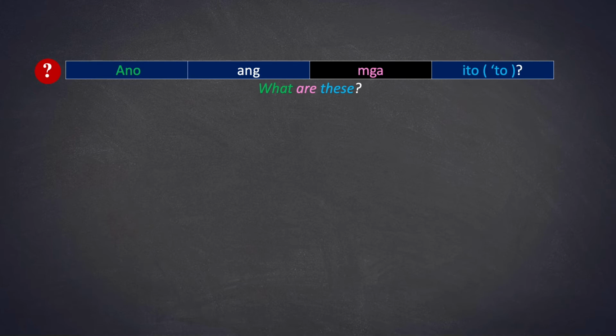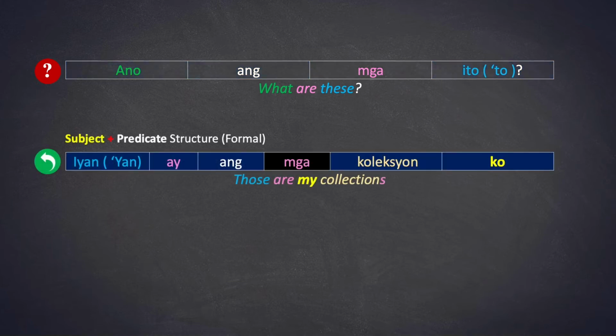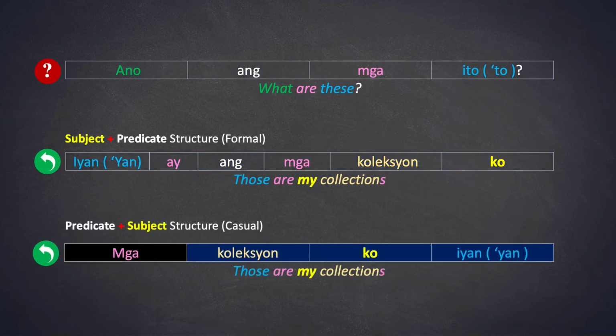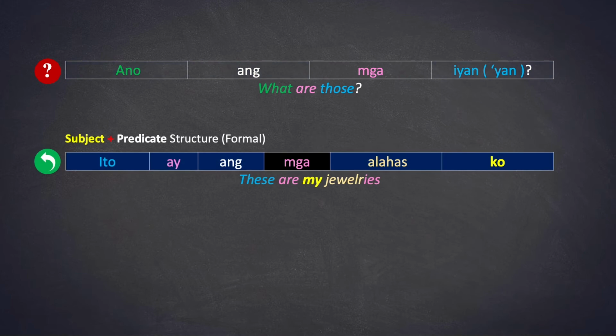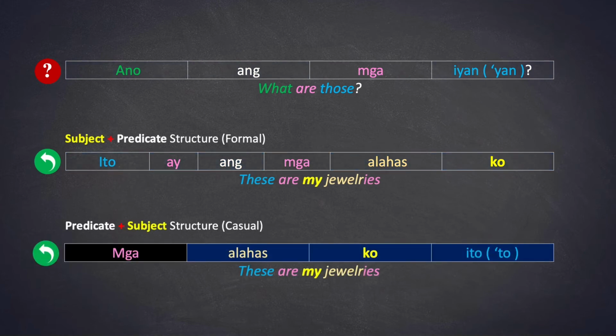Ano ang mga ito? Iyan ay ang mga koleksyon ko. Mga koleksyon ko iyan. Those are my collections. Ano ang mga iyan? Ito ay ang mga alahas ko. Mga alahas ko ito. These are my jewelries.